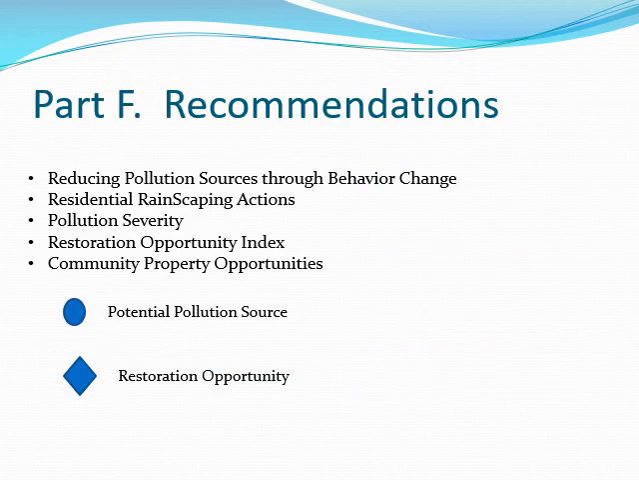So the last thing we're going to talk about with the neighborhood source assessment is taking all of your observations and making recommendations. So part F is your recommendations section. Your recommendations section is going to lead you to, all right, what are the one or two pollution sources that I might want to help my community address through a behavior change that might be a candidate for a habit that I might want to help my community change? What are the one or two rainscaping actions that might be applicable to most of my community?